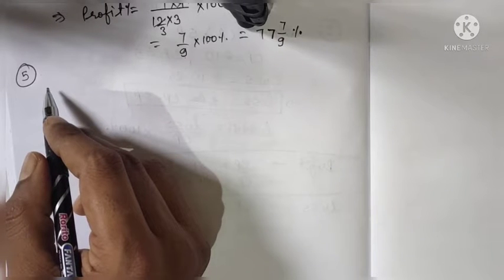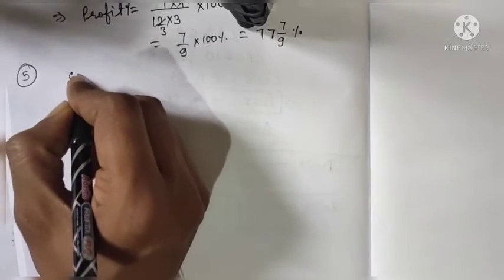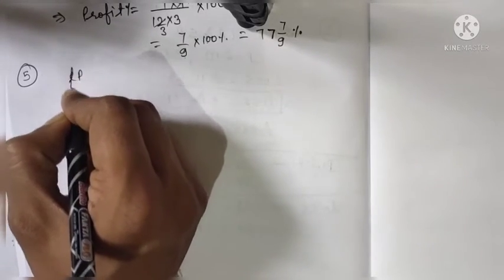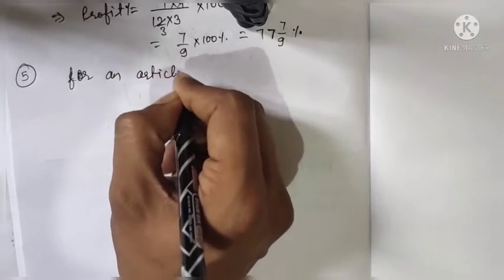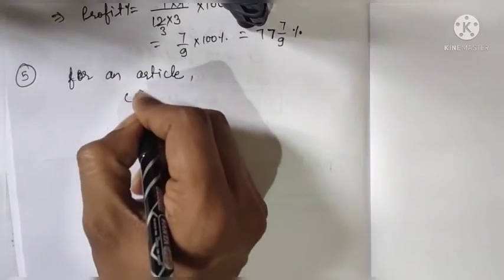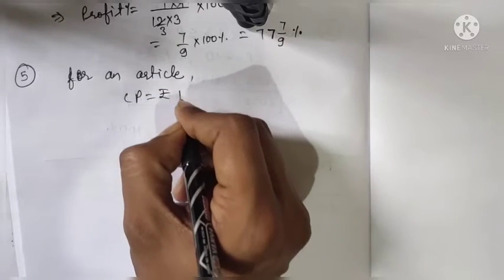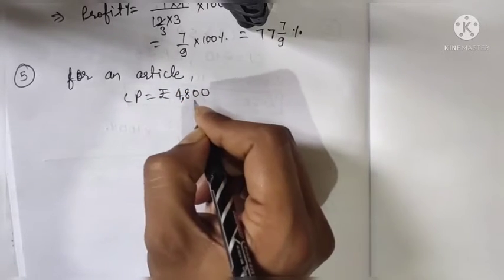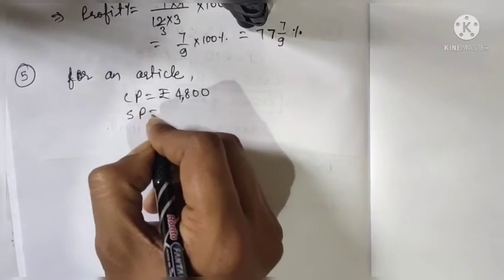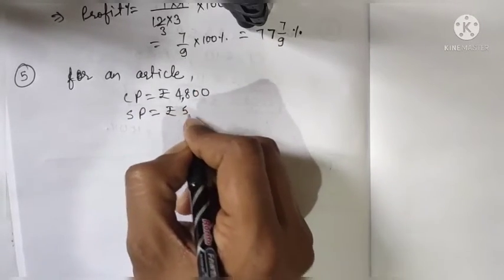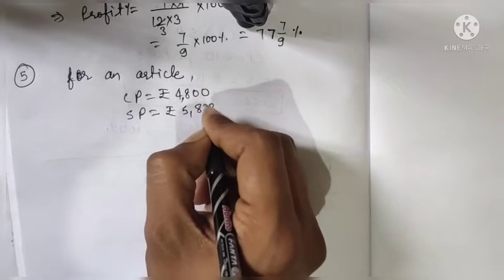Now look at question number 5. It is given that an article is bought from Jaipur for rupees 4,800. So for an article, cost price is rupees 4,800 and selling price is given as rupees 5,820.